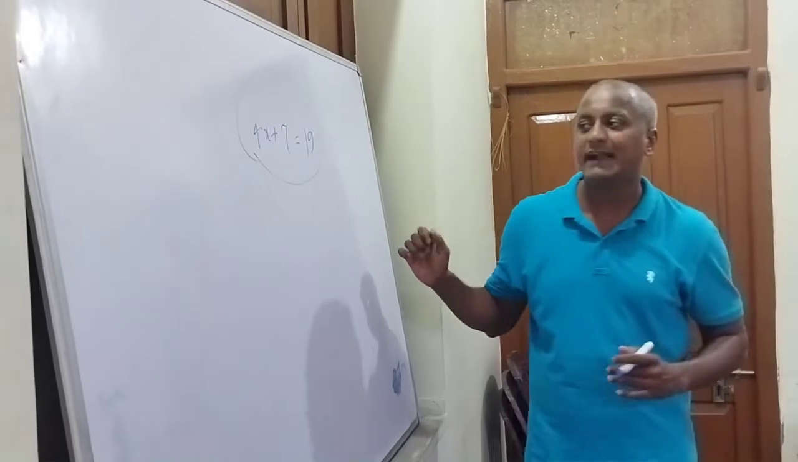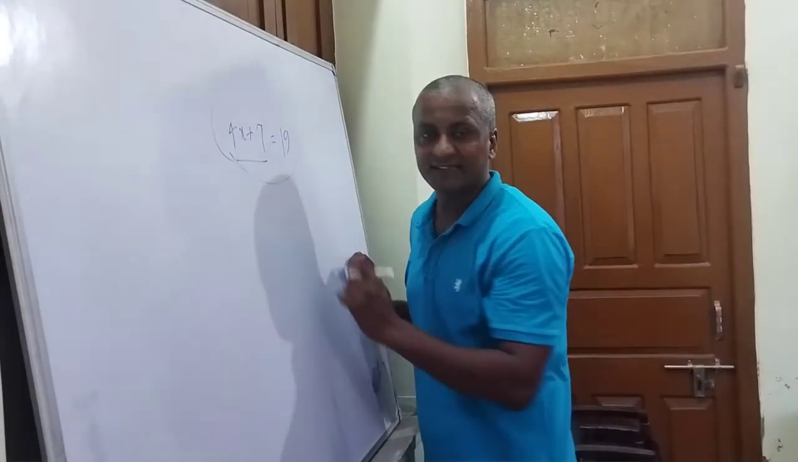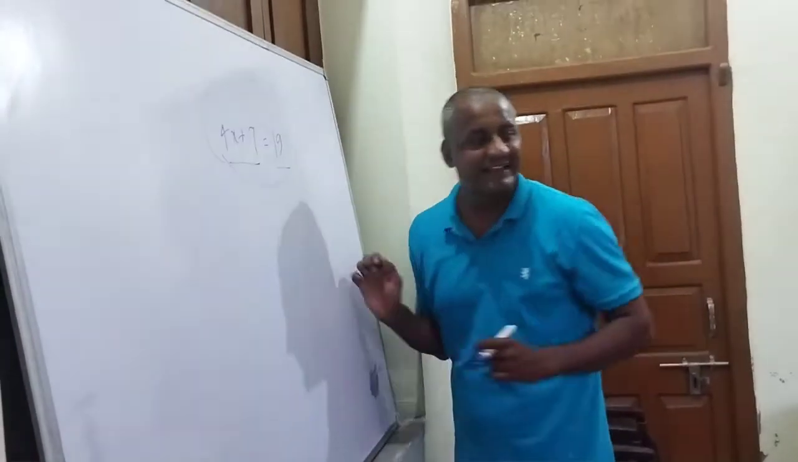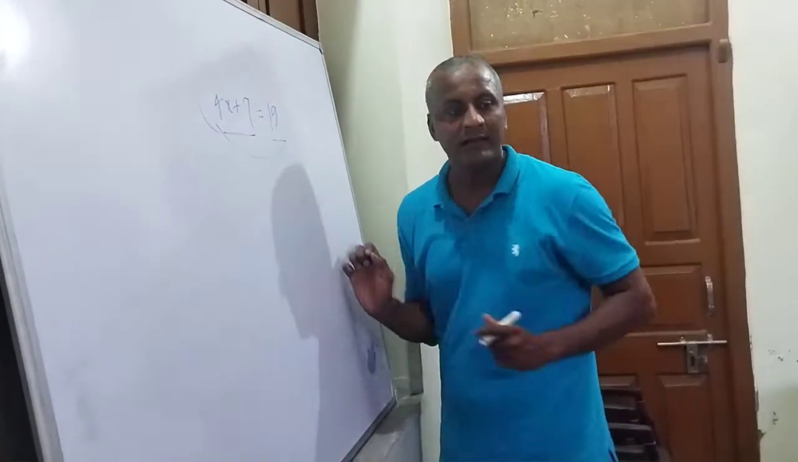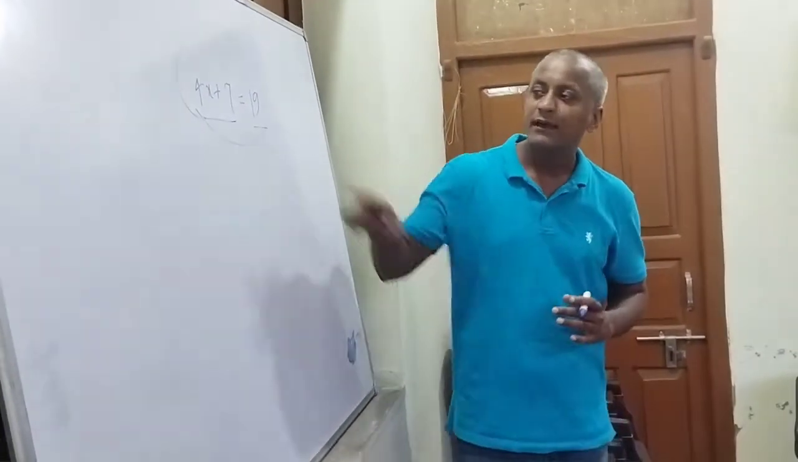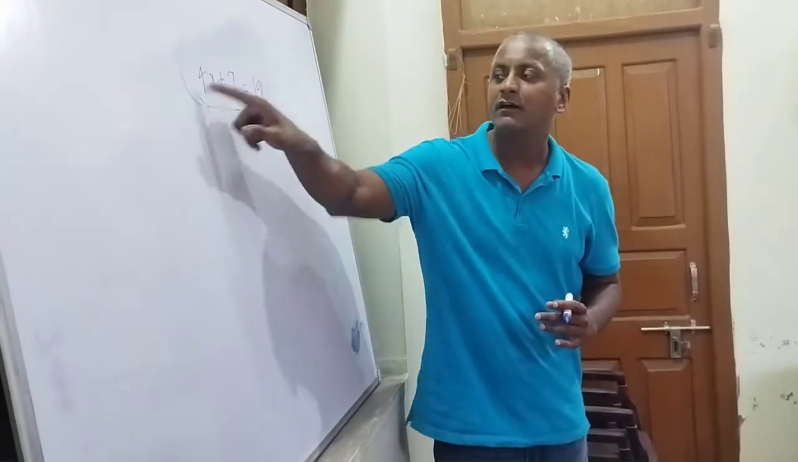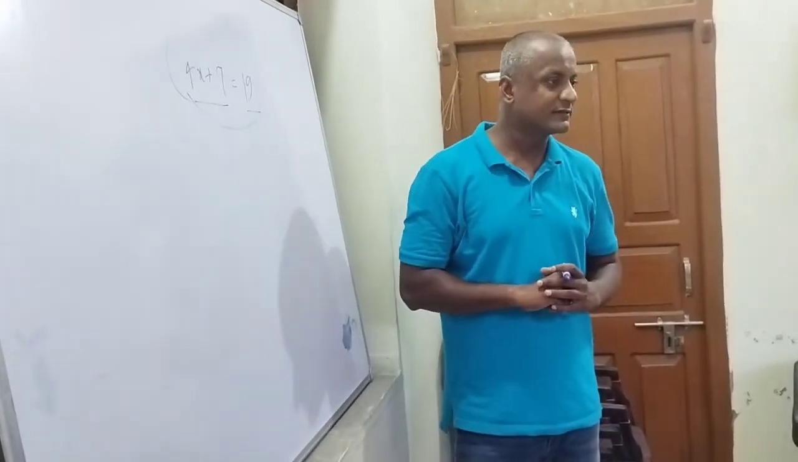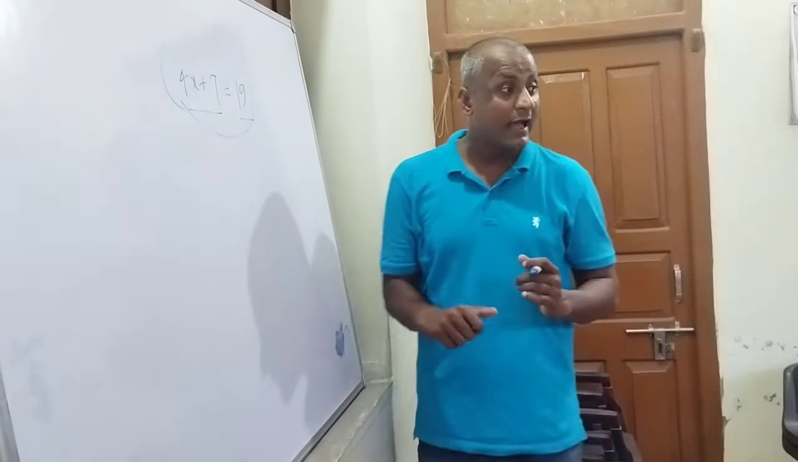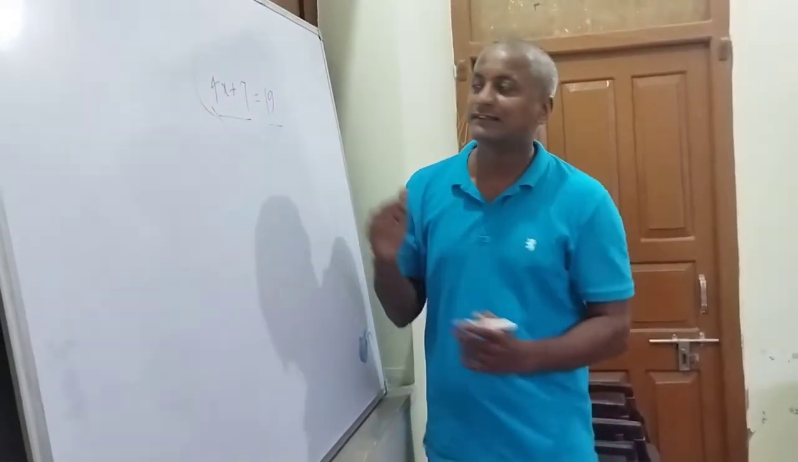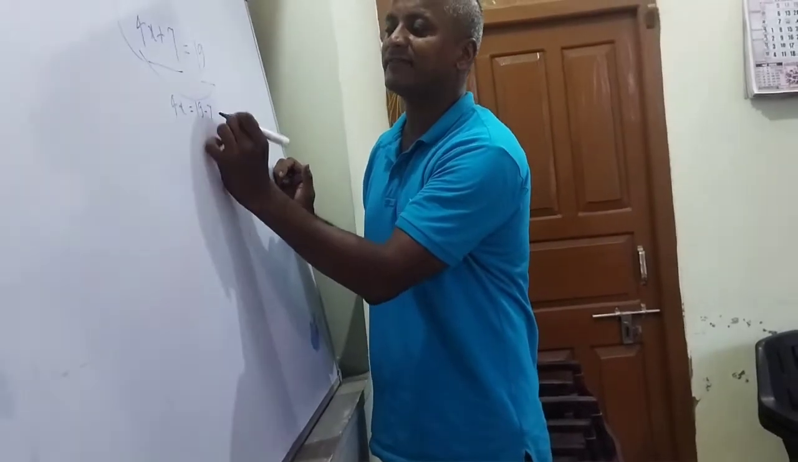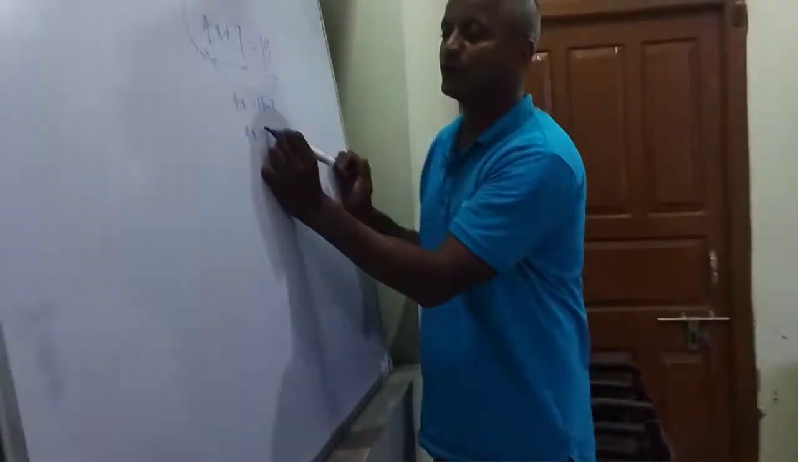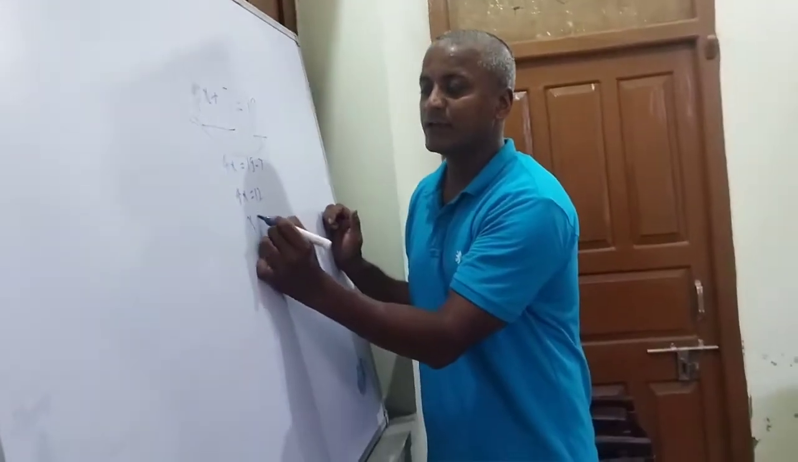Let me explain that. Here we have 4x plus 7 is equal to 19, and we have given an equal sign in the middle. That means whatever is written over here is equal to this. Now, how can we do that? Let us first solve this equation. So, 4x is equal to 19 minus 7. 4x is equal to 12. x is equal to 3.